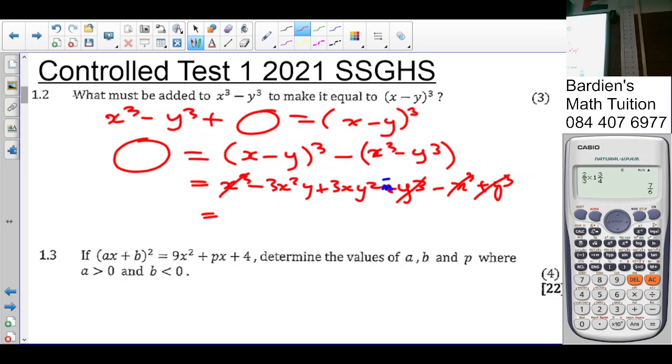Okay. That cancels, people, so it's negative 3x squared y plus 3xy squared. So the question is, what must be added to it? So negative 3x squared y plus 3xy squared must be. Who got that sum right?